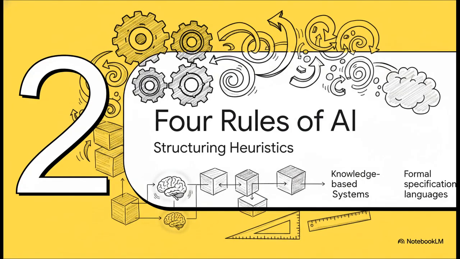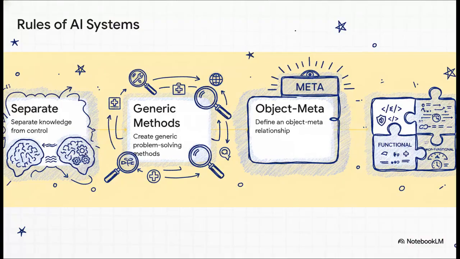Moving on to Section 2, 4 Rules of AI. To capture these incredibly complex human heuristics, researchers had to establish a completely new set of ground rules for building knowledge-based systems. Rule 1. Separate knowledge from control. The actual facts the AI knows must be kept completely distinct from how it manages and searches through those facts. Rule 2. Create generic problem-solving methods. This way, you can reuse a diagnostic strategy across totally different fields.